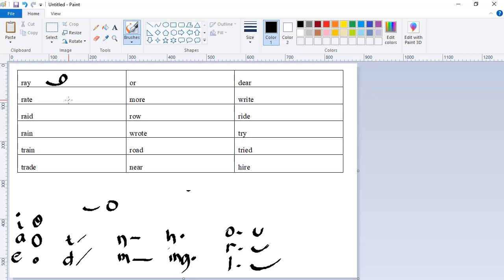R, A. Ulitin natin. R, A. Rate. So, we have ray plus T. It should look like this yung inyong stroke. R, A, T. Rate. Now, you see, when you're stroking, there should be no unnecessary spaces there.